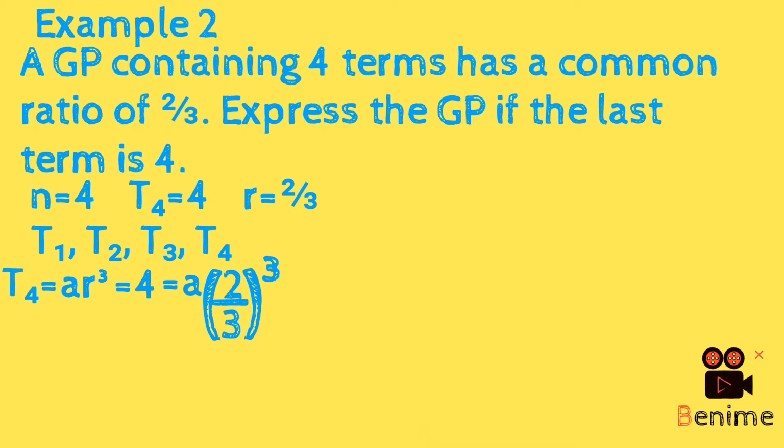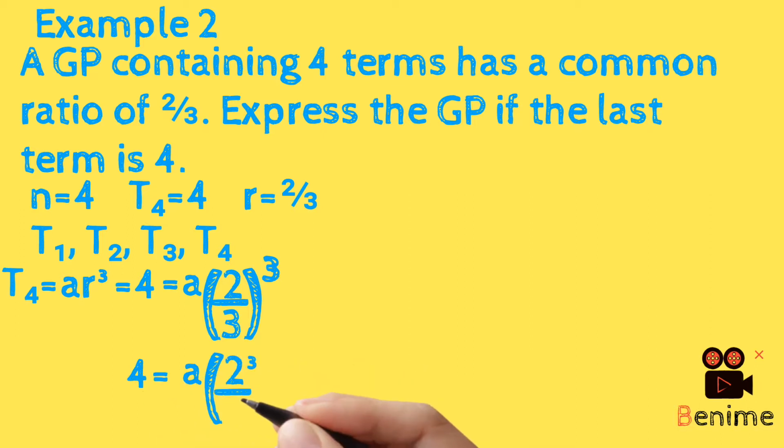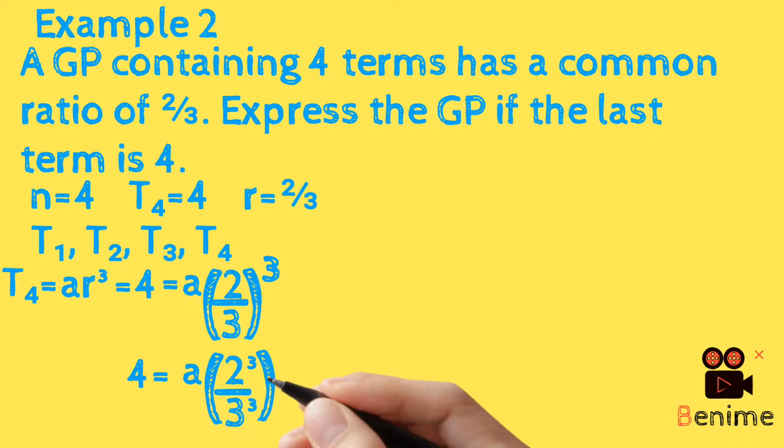What I mean is that you now have 4 is equal to A, open bracket, 2 raised to the power of 3 over 3 raised to the power of 3. The power of 3 that was outside the bracket is now shared between both numbers inside the bracket. So that is what you have now. 4 is equal to A, open bracket, 2 raised to the power of 3 over 3 raised to the power of 3, close bracket.